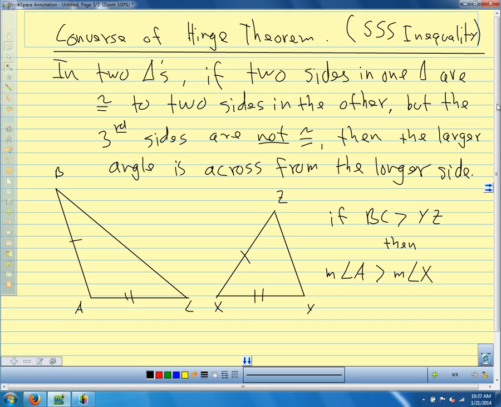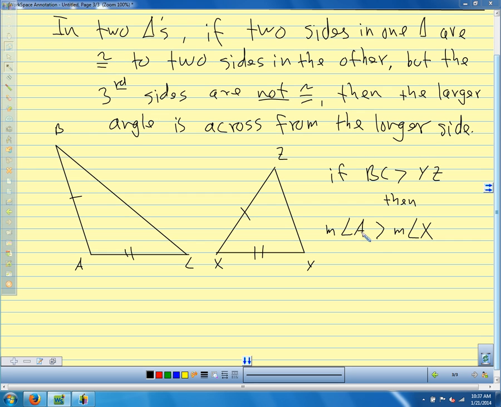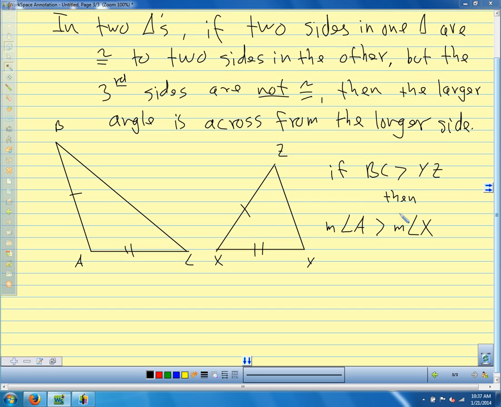So before we do any examples, let's think about this really quickly: if we know the Hinge theorem, how could we prove the converse? To prove the converse, and I'm not going to go through it, I just want to think about it a little bit, we're going to do an indirect proof. So we prove that if we know that side BC is larger than side YZ, we want to prove that the measure of angle A is greater than the measure of angle X.